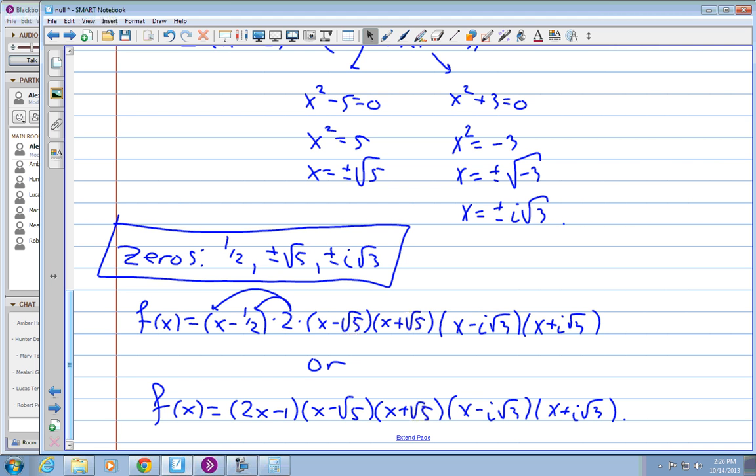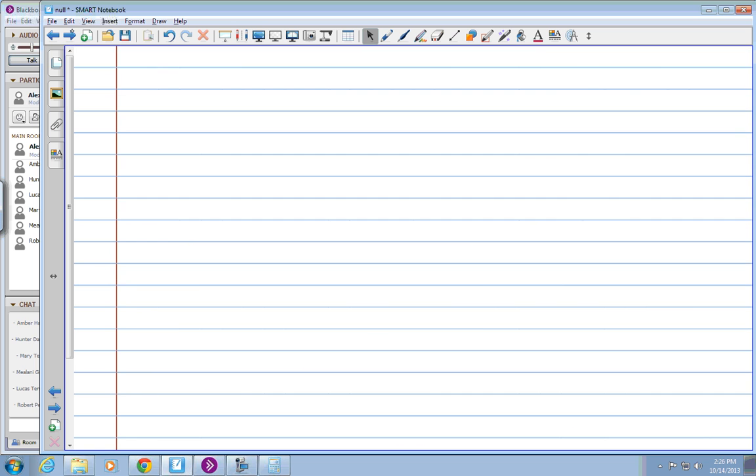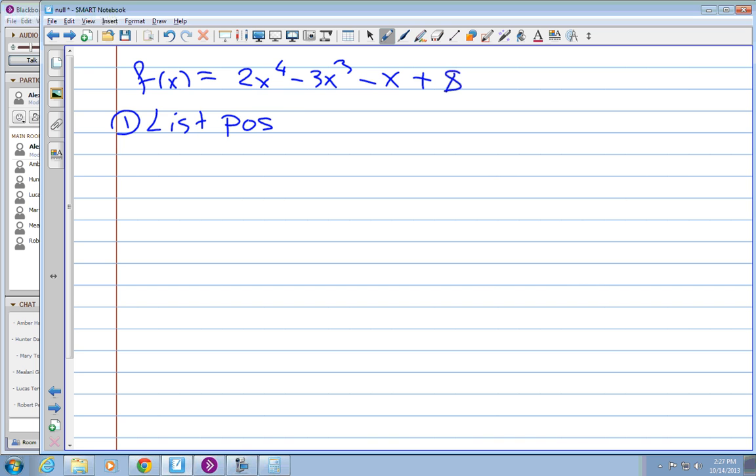Let's try this one. I'm not sure whether that's going to work, but here's a nice little pattern that I want to address. So let's say we have 2x to the 4th minus 3x cubed minus x plus 8. I just want us, again, first to list possible rational zeros.